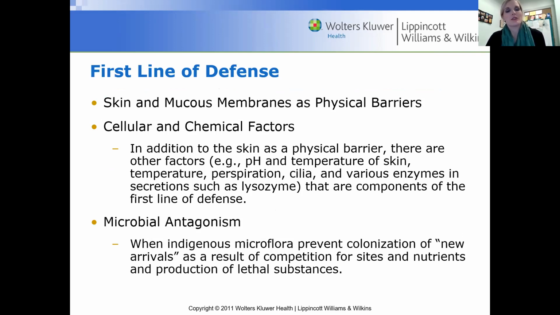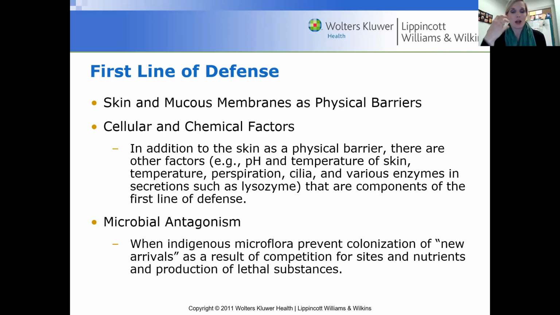So our first line of defense mostly includes our skin and mucous membranes as those physical barriers. As long as there's no cut or opening in our skin, anything that lands on the surface of our skin typically is not going to make its way into our body, until maybe I wipe my nose or lick it or something, and then it's making its way into my nose or into my mouth. So typically our skin is that kind of suit of armor.